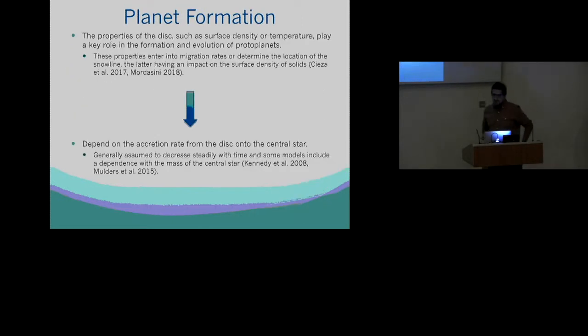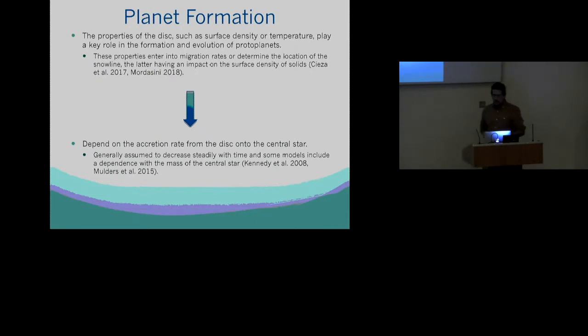Now, the properties of the disks are important for the evolution and formation of these planets, especially surface density and temperature, because these enter into the migration rates and also play a key role in the location of the snow line, which is important for the chemical composition of planets. These properties also depend on the accretion rate from the disk onto the central star.